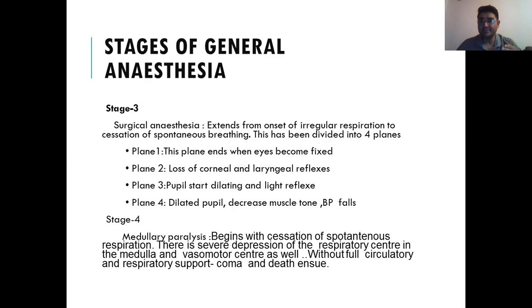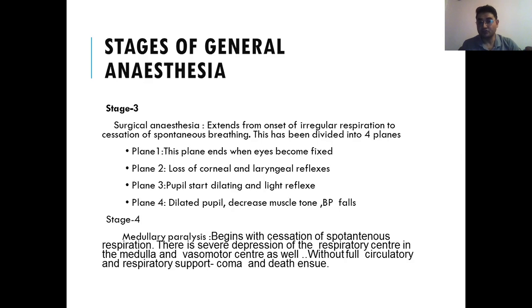In plane 1, this plane ends when the eyes become fixed. Plane 2 is loss of corneal and laryngeal reflexes. When these reflexes are lost, it is plane 2 of stage 3 of our anesthesia. In plane 3, pupils start dilating and light reflexes are lost. In plane 4, pupils are dilated, muscle tone decreases, and blood pressure will fall.